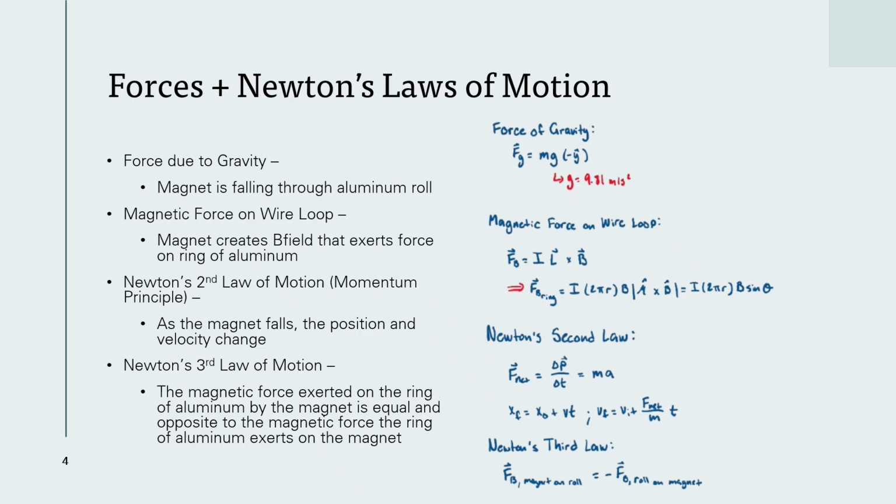So these are some key concepts. First off, we have forces and Newton's laws of motion. For this lab, we need to know the force due to gravity because the magnet is falling, and also the magnetic force on a wire loop because the magnet creates a magnetic field that exerts a force on a ring of aluminum. And then we also need to know Newton's second law of motion, or the momentum principle, to update the position and velocity, and also Newton's third law of motion because the magnetic force exerted on the ring of aluminum by the magnet is equal and opposite to the magnetic force that the ring of aluminum exerts on the magnet.